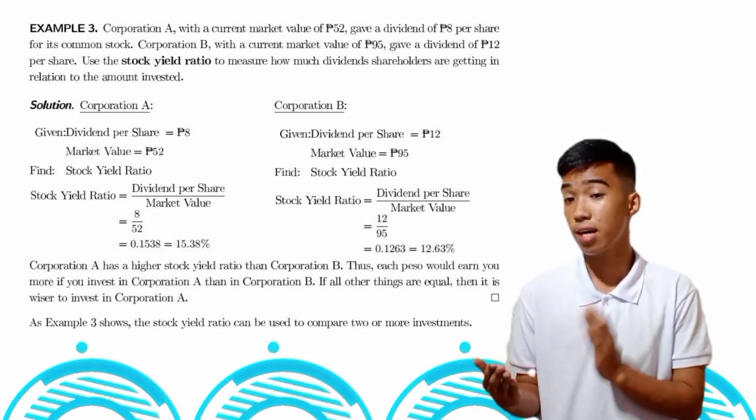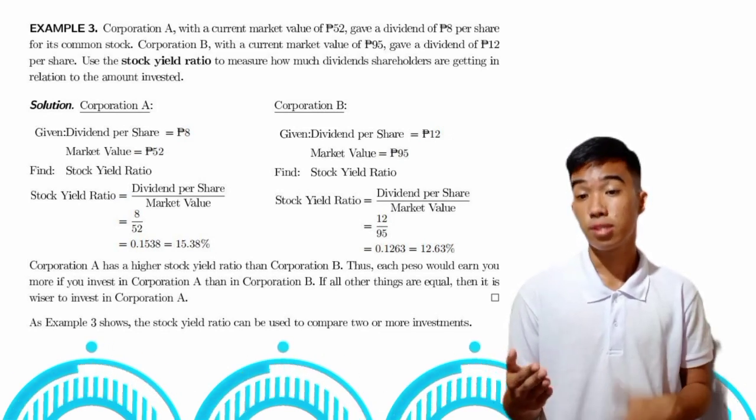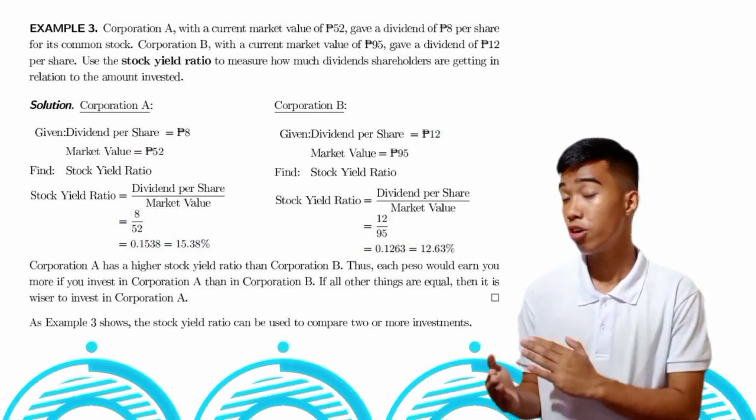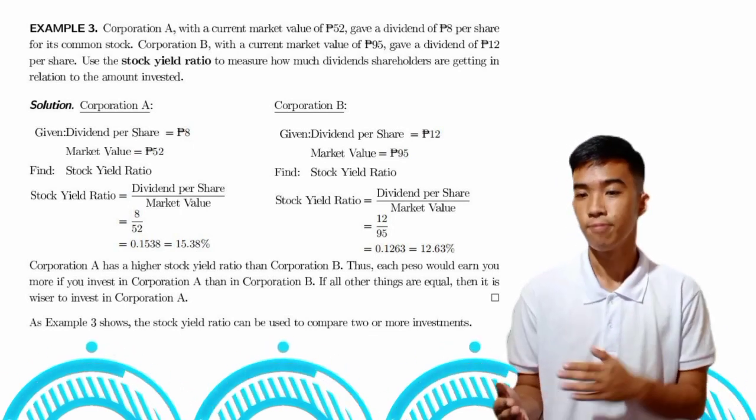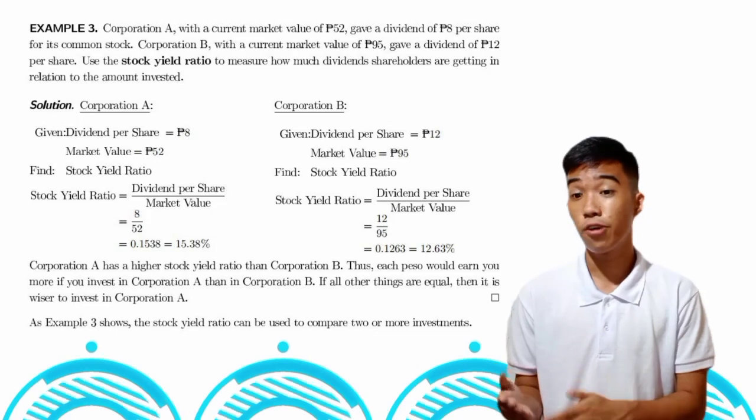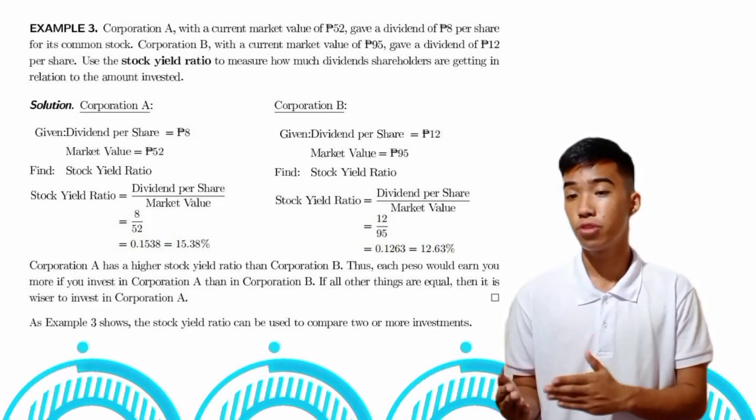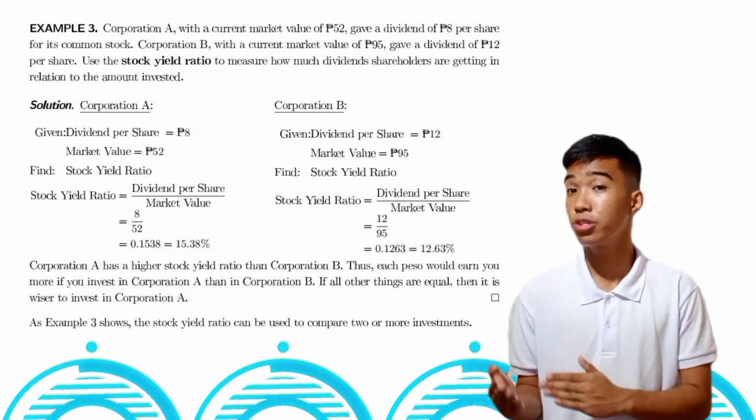And Corporation B, given dividend per share equals 12 pesos, market value equals 95 pesos, and we have to find the stock yield ratio also. Stock yield ratio equals dividend per share over market value, again, 12 over 95 equals 0.1263, equals 12.63%.